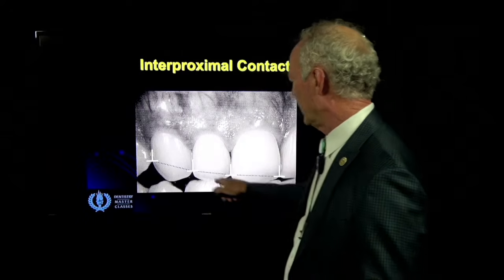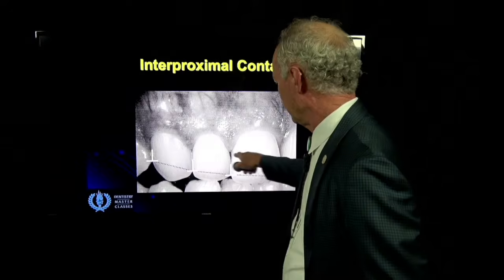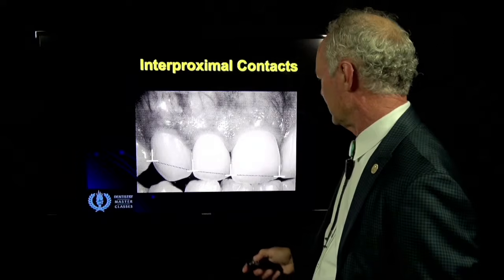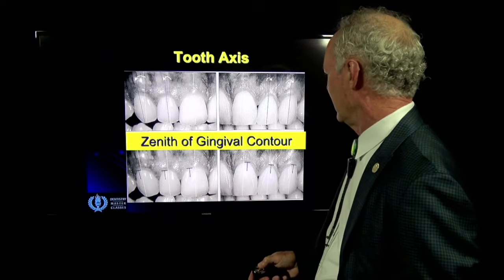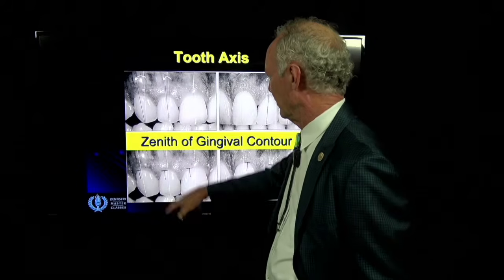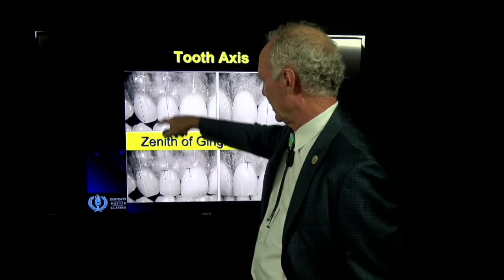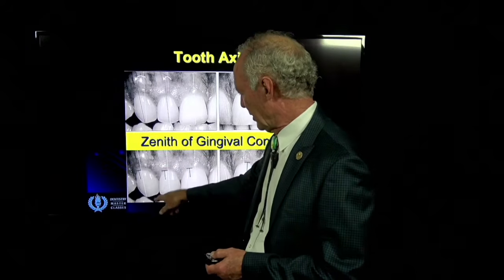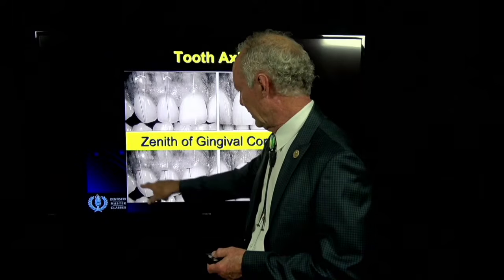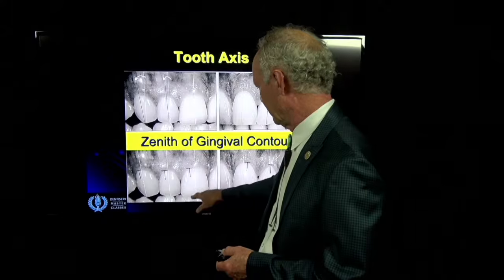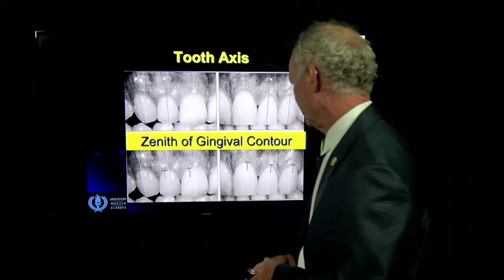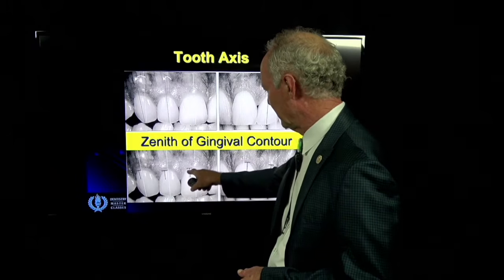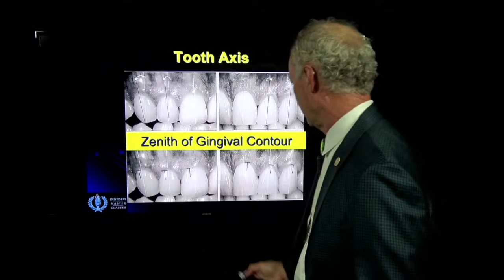The interproximal contacts are not at the gingival part of the tooth, of the anterior teeth. They're in the incisal third. The zenith, or the high point of the gingival line, is in these areas. The longest part of the cuspid is about right here, the lateral here, centrals here. So they're not right in the center of the tooth. The zenith, or the arch of the gingival line, is on the distal part of the tooth.